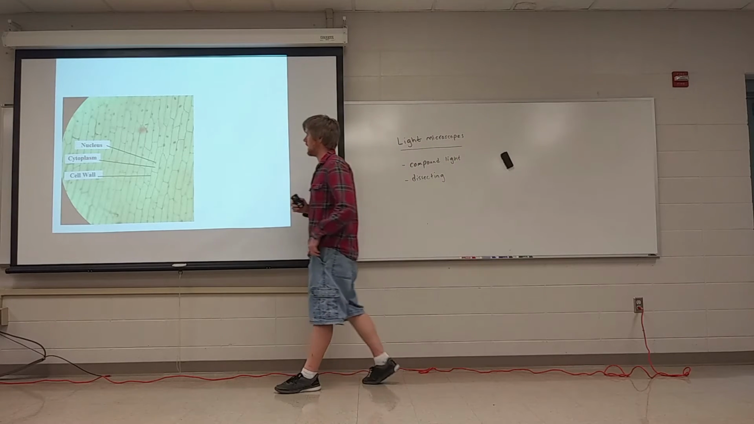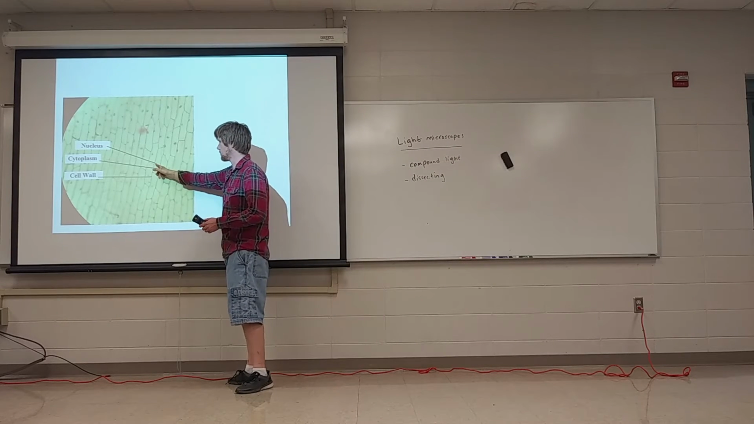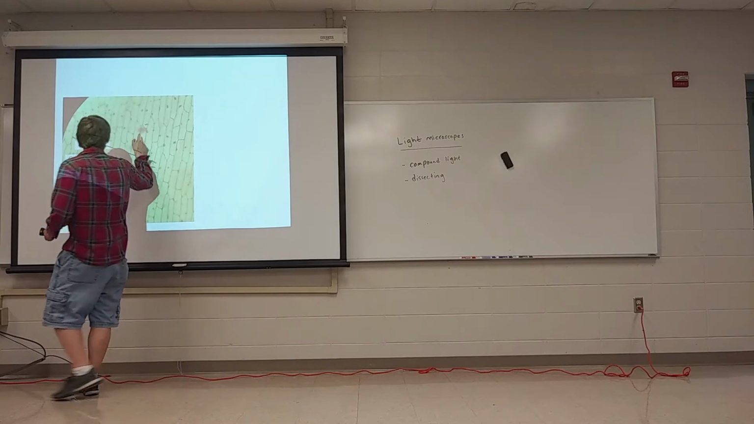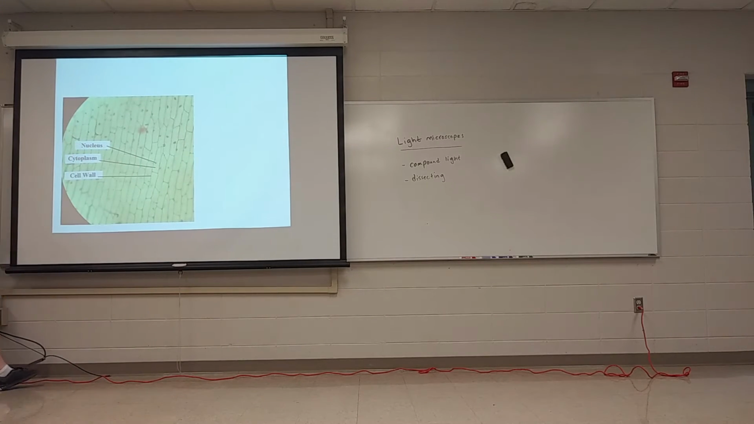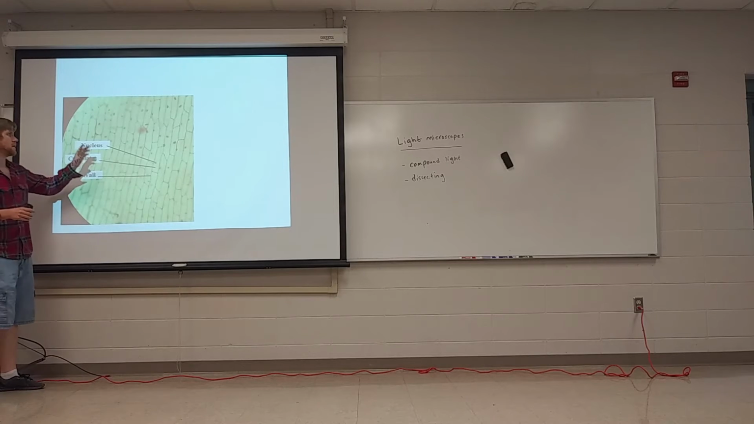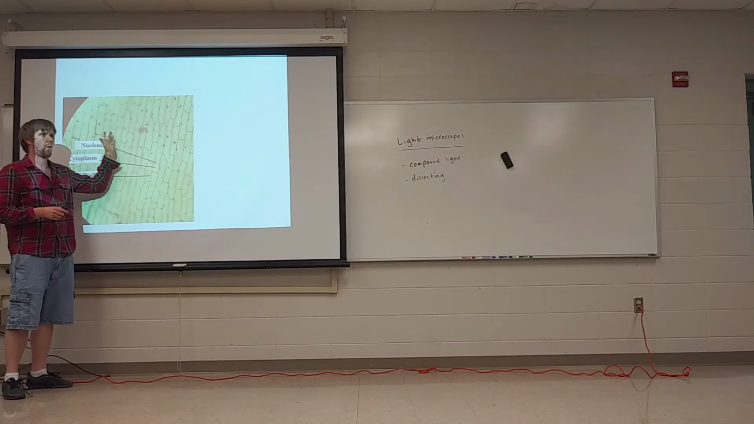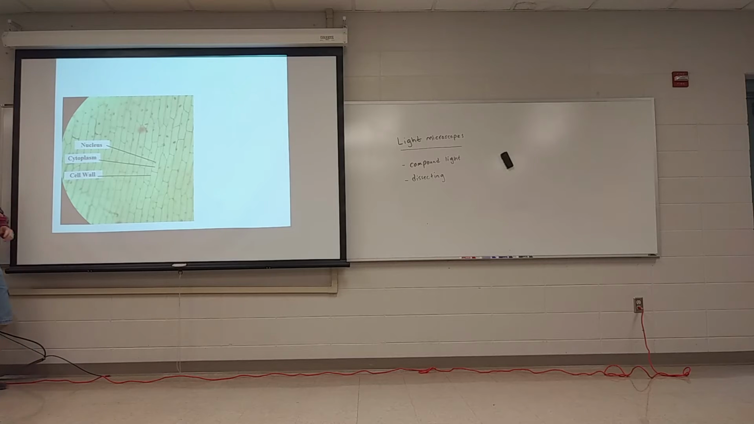And this one has been stained so that you can see the nucleus much more clearly. But you can see the individual cells. These are plant cells, which means that they have cell walls, which is why you see such a rigid, organized structure here.